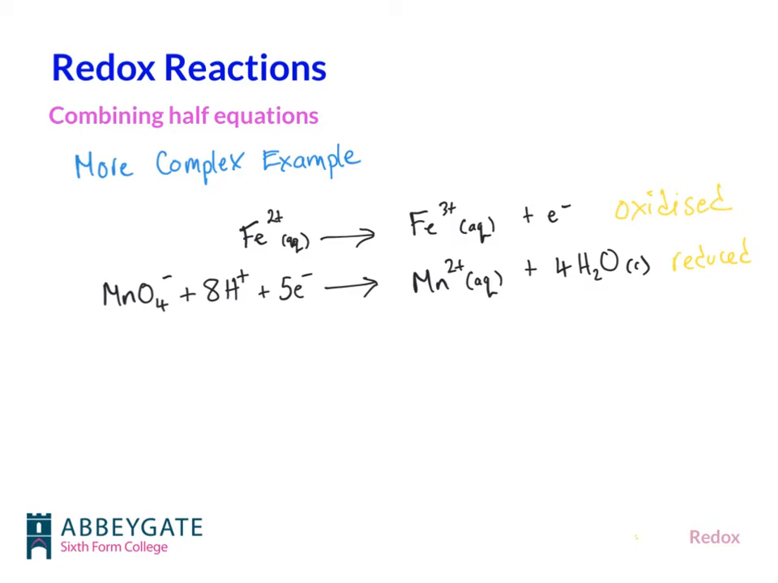Now the permanganate ion requires 5 electrons to be reduced into manganese 2+. So we can see what we're going to have to do is multiply our first reaction, the iron reaction, by 5 so that we get enough electrons to power the reduction of the manganate turning into manganese 2+.